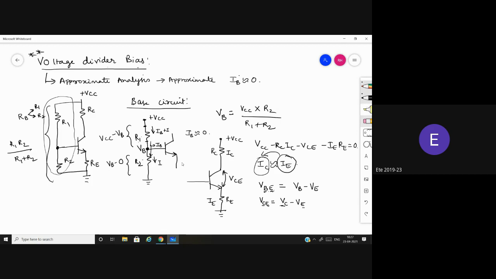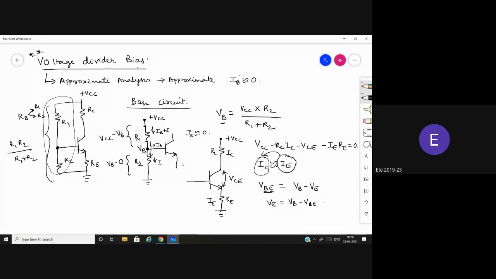Now, coming back to this, we already know what VBE is. We already know what VB is. We already found VB. VB is a standard value, which we know based upon whether it is a silicon or germanium transistor. So just rearrange the equation. We get VE is equal to VB minus VBE, and VBE we know already, and VB also we know already.